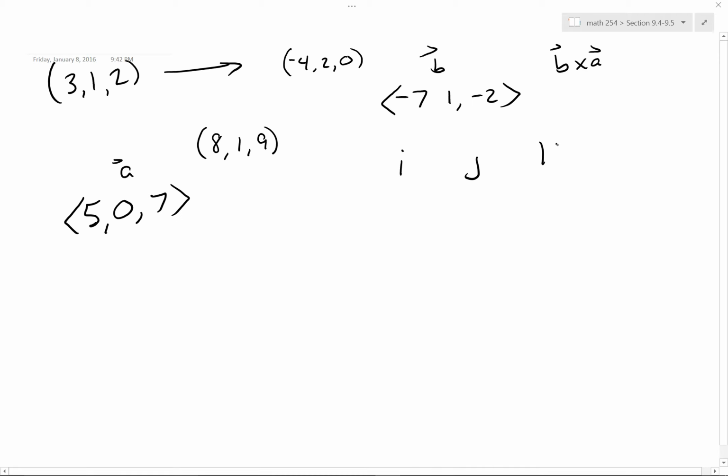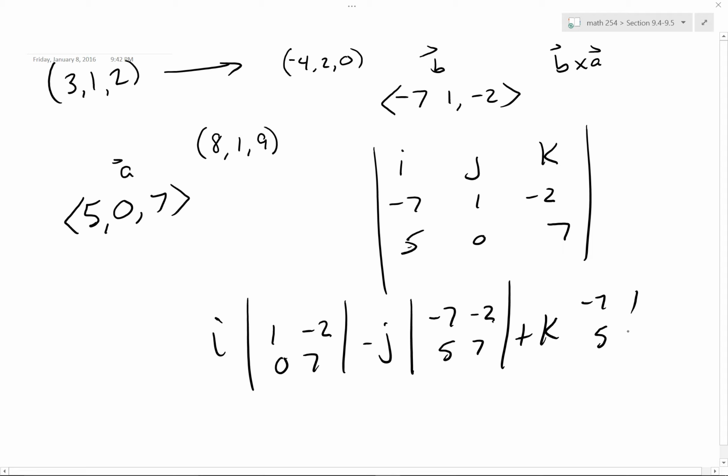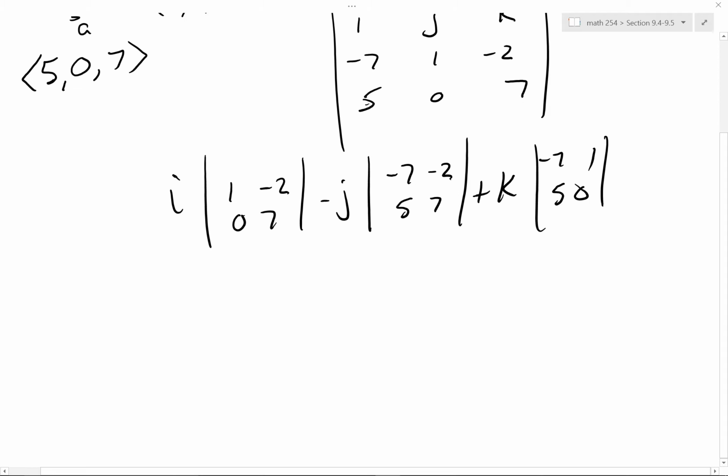So when we look at this, i, j, k, -7, 1, -2, 5, 0, 7. So it's i times (1, -2, 0, 7) minus j times (-7, -2, 5, 7) plus k times (-7, 1, 5, 0). And so that's 7 minus 0 is 7, so 7i. Then -49 plus 10 is -39, so plus 39j. And 0 minus 5 is minus 5k.